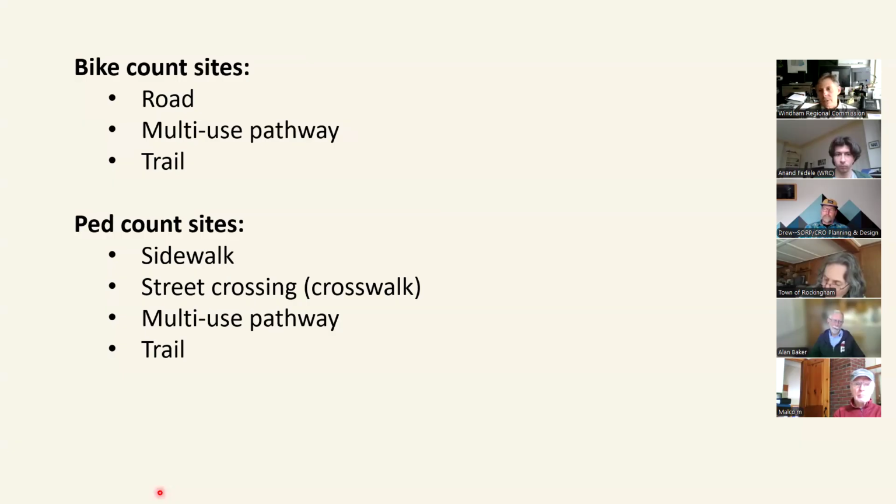Our pedestrian count sites, we do those on crosswalks. We use the term street crossings, because sometimes we're counting people crossing the street because there's no crosswalk there yet, the purpose of our study. We do them on sidewalks, again, on multi-use pathways and on trails.